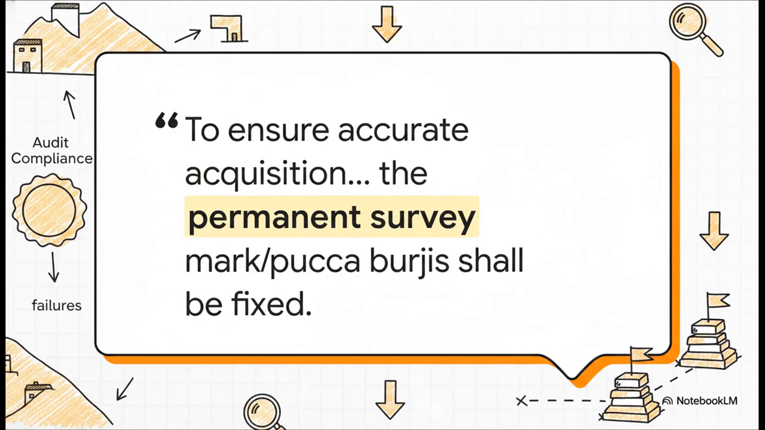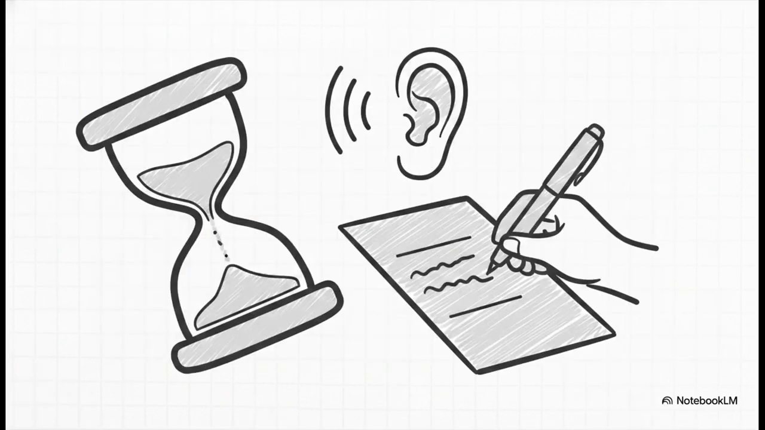And speaking of audits, here is a major gotcha we pulled directly from the Consolidated Federal Audit Report. It explicitly states that to ensure accurate acquisition of your required strip of land, permanent survey marks, which are locally known as pucca burges, must be fixed. If you try to skip this physical, on-the-ground marking, well, you're not just cutting corners, you are risking severe audit compliance failures later on that can totally stall your funding. Seriously, don't skip it.